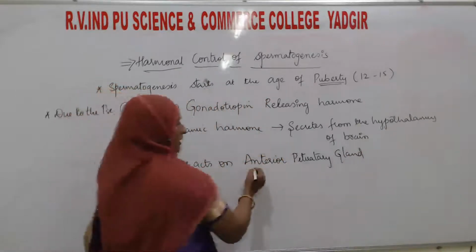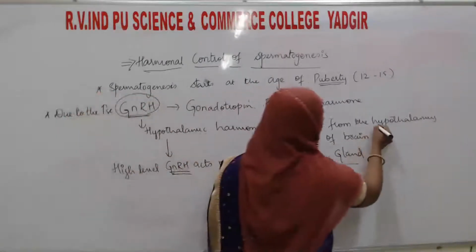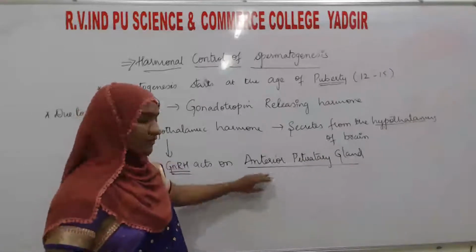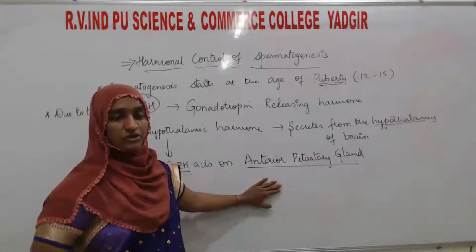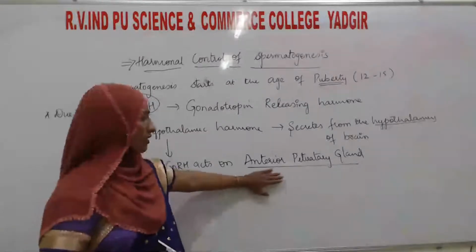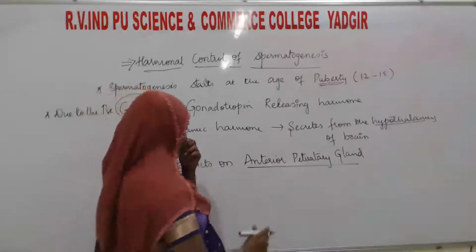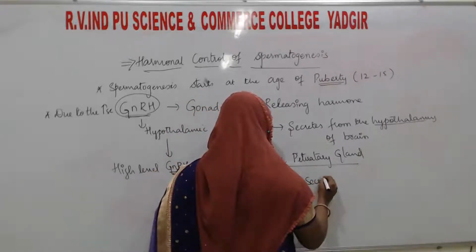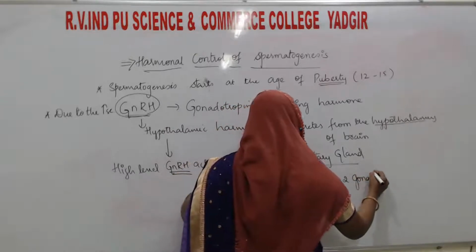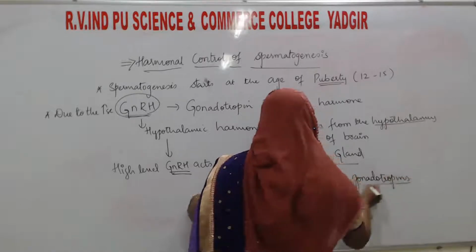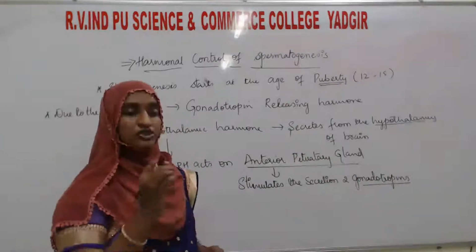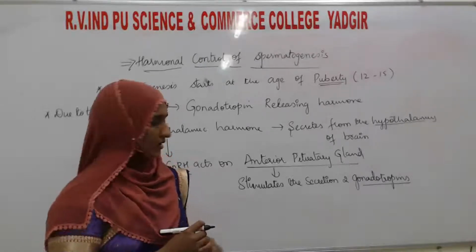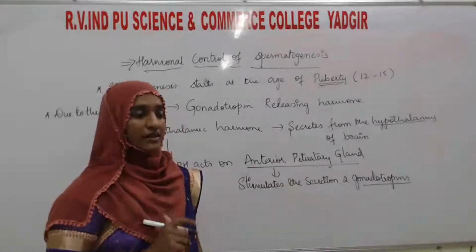First of all, GnRH is released from the hypothalamus. Next, it acts on the anterior pituitary gland. Then from this anterior pituitary gland, two gonadotropins, two hormones, are secreted. The pituitary gland stimulates the secretion of two gonadotropins. Gonadotropins are hormones which stimulate the gonads, that is the testes, to release the sperms from the seminiferous tubules. They are of two types. What are the two gonadotropins? I will write here.